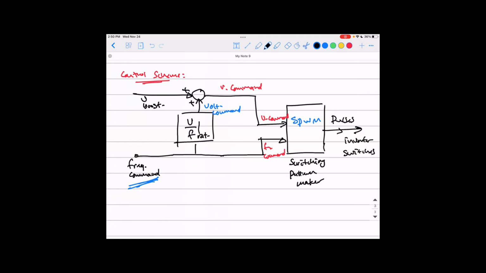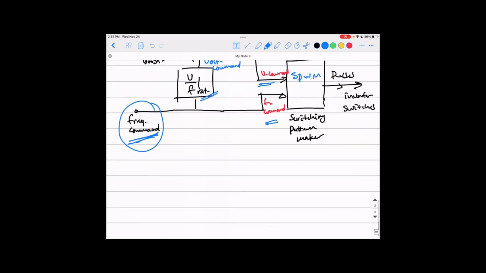That's how this is actually done. So what you do is input your frequency and that's it, and you calculate the voltage out of it by multiplying by V over F rated. If your frequency is over the rated frequency, the voltage will just be frozen at the rated voltage like we said last time. Then your voltage command and frequency command go into the sinusoidal pulse width modulation to generate the pulses that go to the inverter switches and give you the frequency and voltage you want.